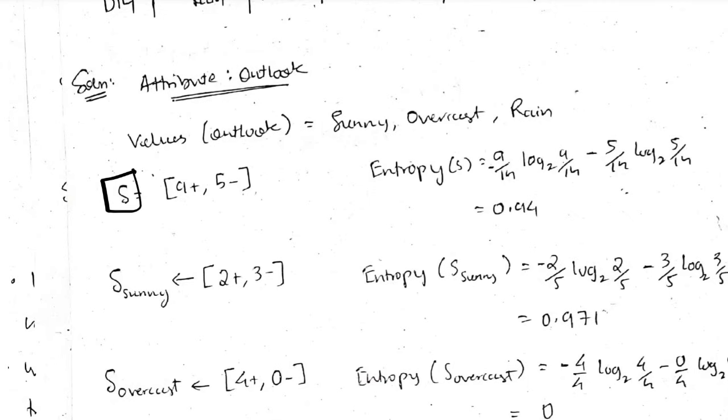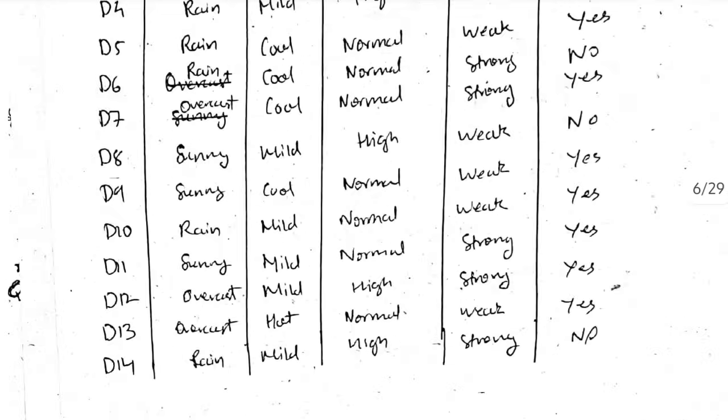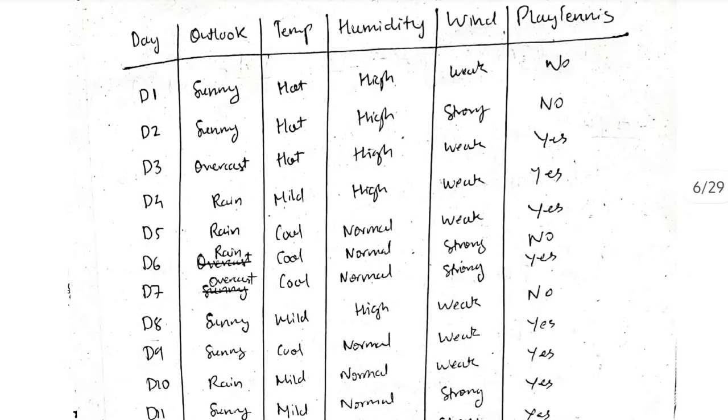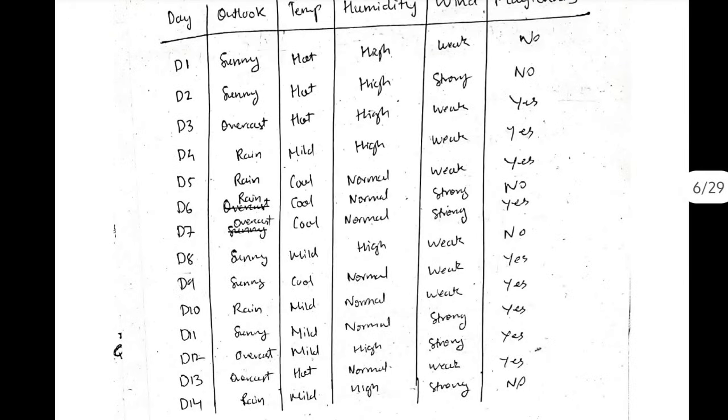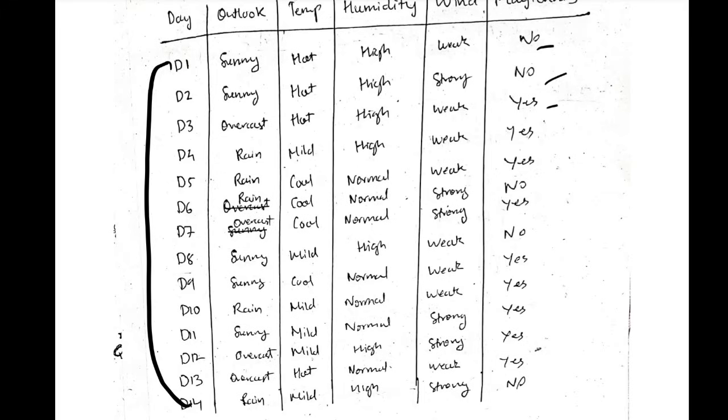How do you find entropy? That I will be telling you now. See here, when you observe this carefully, how many no and how many yes you can find here. Out of a total of 14 no and yes, how many no's are there, how many yes are there? Count and tell me.